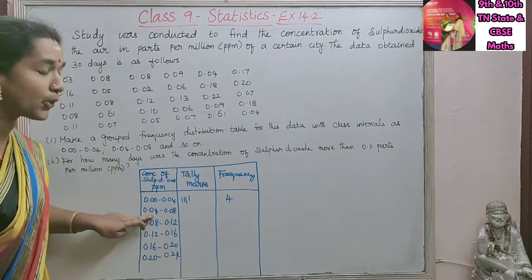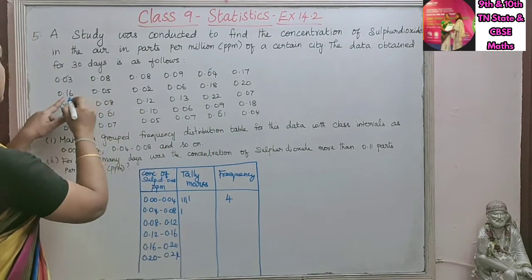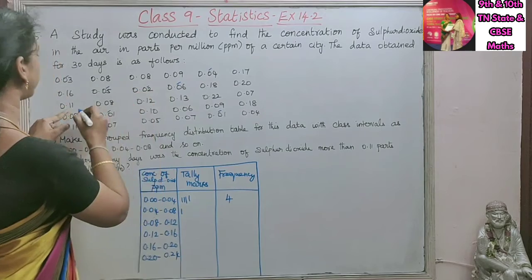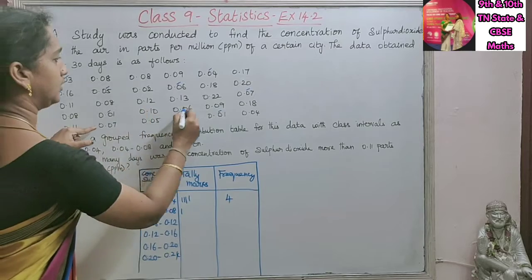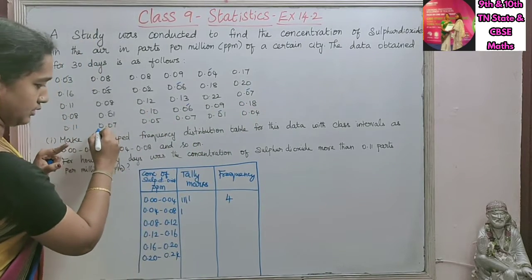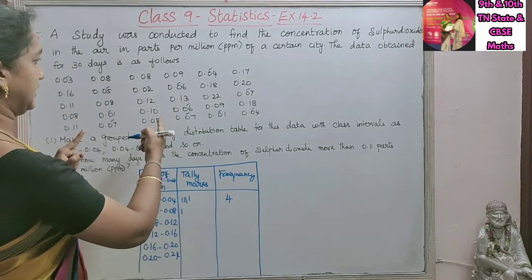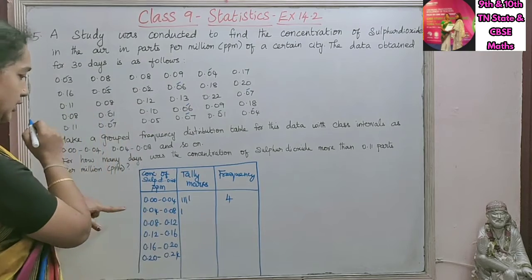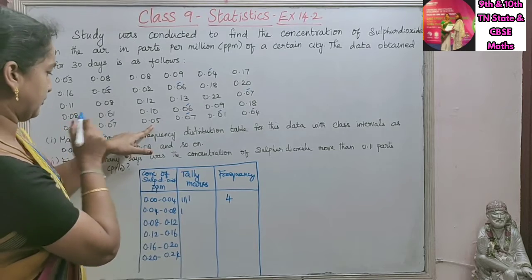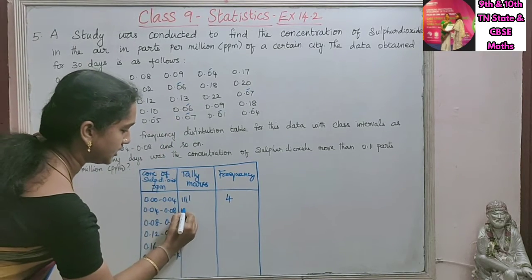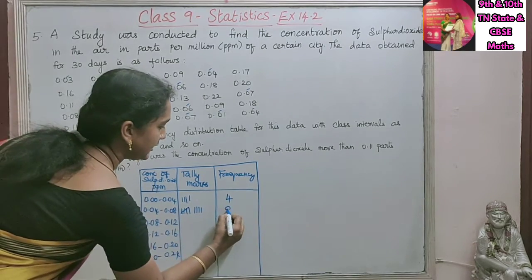Okay, then the next class is 0.04 to 0.08. So we count 1, 2, 3, 4, 5, 6, 7, 8, and again 8. Here also it is there. Then, counting 1, 2, 3, 4, 5, 6, 7, 8, 9. So 9 we are getting in this class.